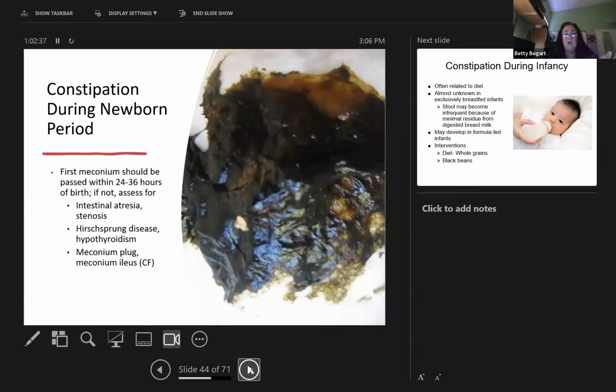So there are certain conditions and you need to know this. It could be an intestinal atresia or stenosis. That means structural, something's going on. It could be Hirschsprung's disease. We're going to go into that in a second. Hypothyroidism and cystic fibrosis. So we'll be checking a sweat test. We'll be checking the thyroid hormones and we'll be doing an x-ray. Important that we do those things.